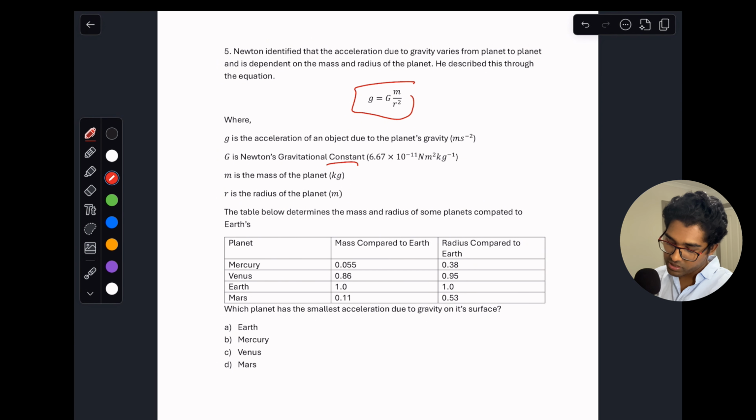So the table below determines the mass and radius of some planets compared to Earth's. Fantastic. So mass compared to Earth, radius compared to Earth. Which planet has the smallest acceleration due to gravity on its surface? In this case, it's going to be just the little g value, due to gravity on its surface. So we're just basically asked to calculate what the little g value is.